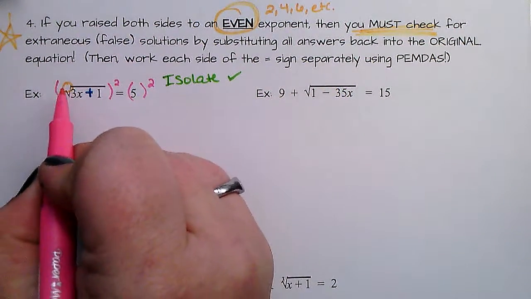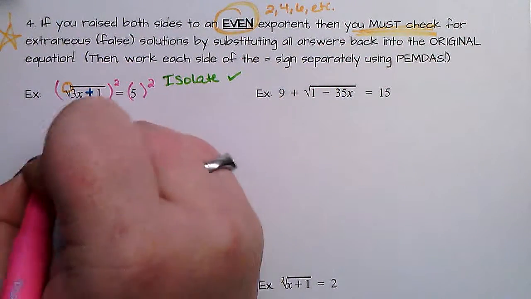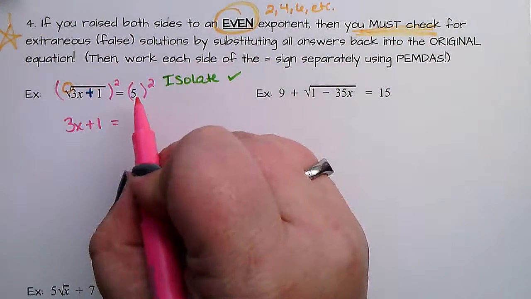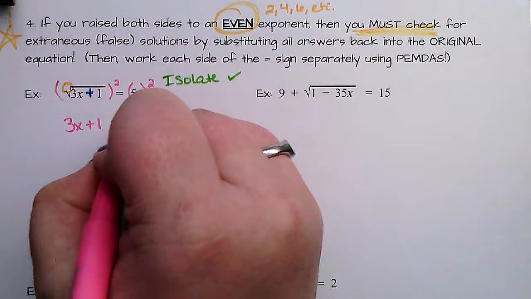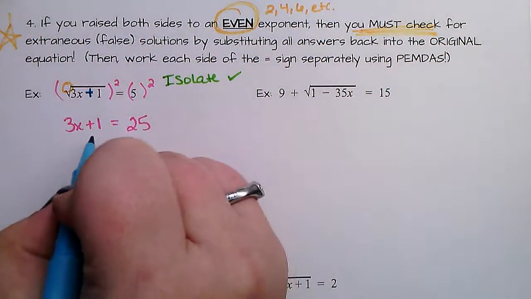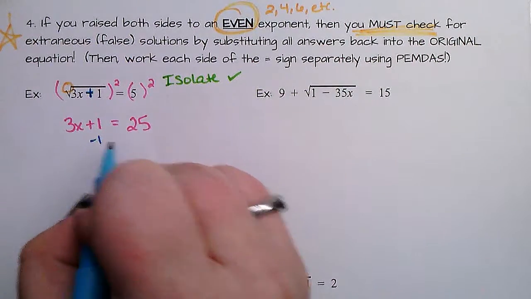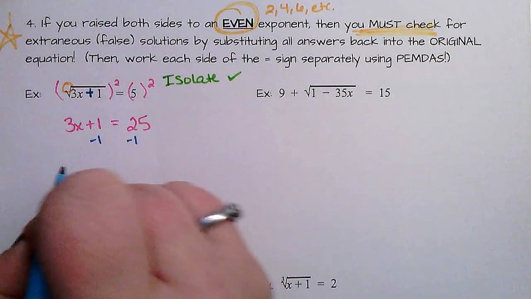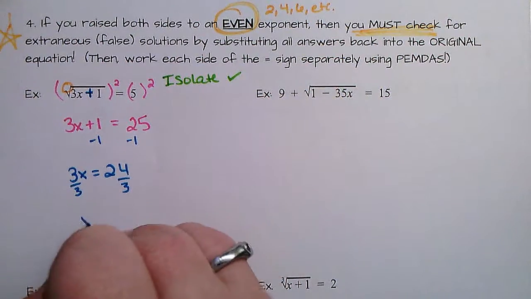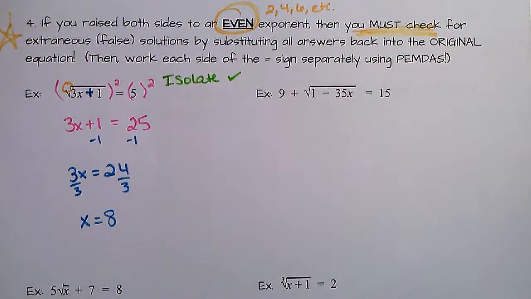Once that happens, the radical on this side and the squared cancel each other out. So that's just a 3x plus 1. This side I have 5 squared. Well, 5 times 5 is 25. And now all I need to do is solve the equation, so to get the x by itself. So I subtract 1, 3x equals 24, divide by 3, x equals 8, I think.